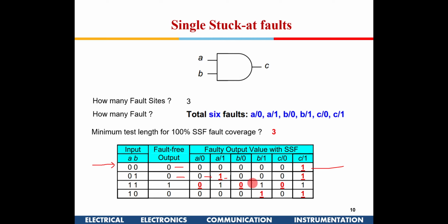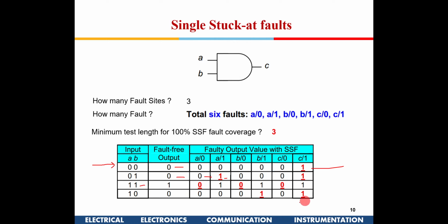Similarly, if I give 1 1, fault free will be 1, and if A is stuck at 0, then I will get an output of 0. That means A stuck at 0 can be detected by 1 1. Similarly, B stuck at 0 can also be detected by this vector. C stuck at 0 can also be detected by this vector.